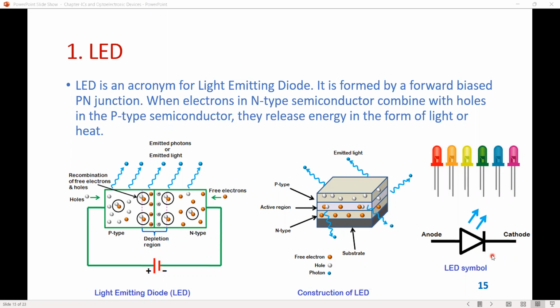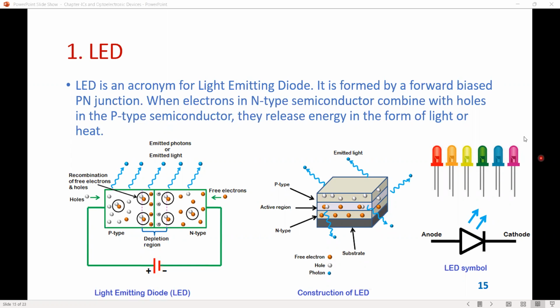Symbol of the LED: you can see it is very similar to the symbol of the diode, except for the arrows which are directed outside. You can see these two arrows. So it is the symbol of the LED. Okay, because it is a diode, but it is a light emitting one. So the arrows are the difference between the symbol of the LED and the diode. Is it clear? Are you getting it?